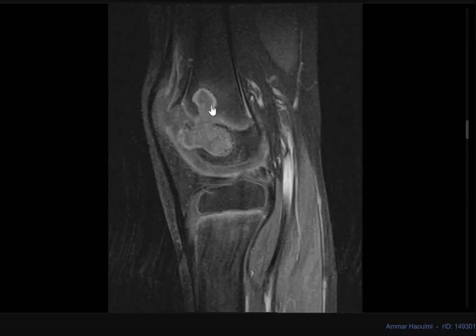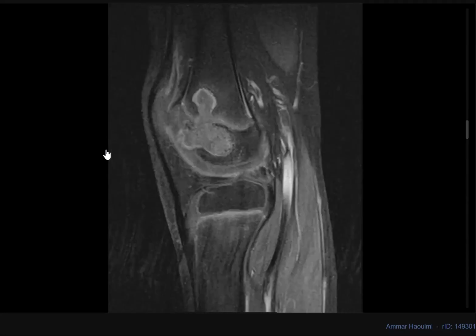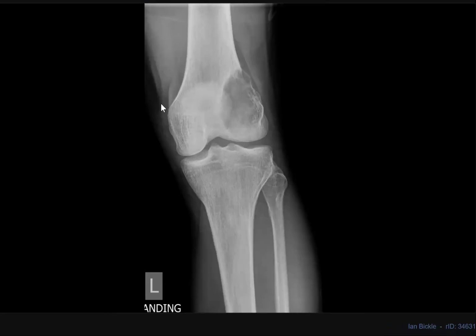There is a heterogeneously hyperintense, peripherally enhancing lesion noted in the metadiaphysis of the distal femur, which confirms the finding of Brodie's abscess. This is an urgent referral to the pediatric orthopedic for further management.